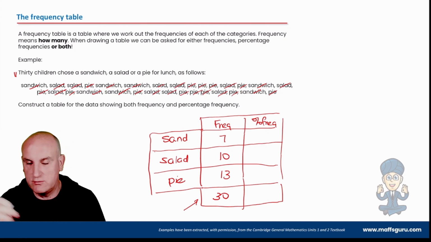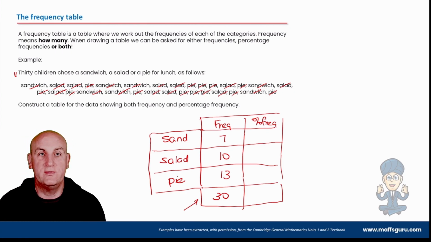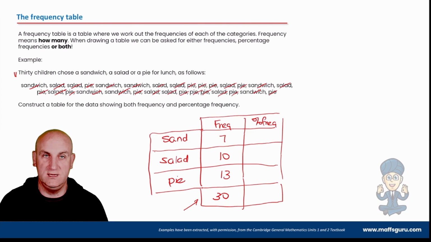Lots of people just read through it and then they make mistakes and it all goes horribly wrong. So there we go. So now I've got my frequencies. I've got a column of frequencies. But I also want my percentage frequency.